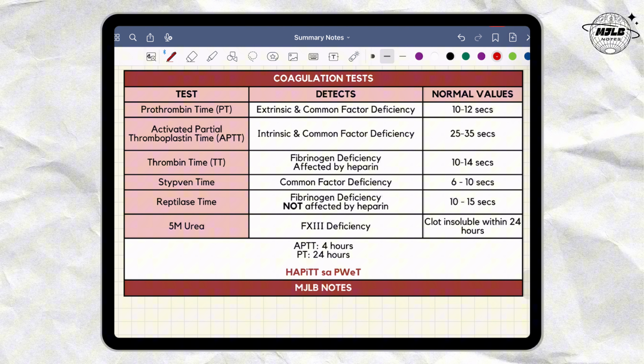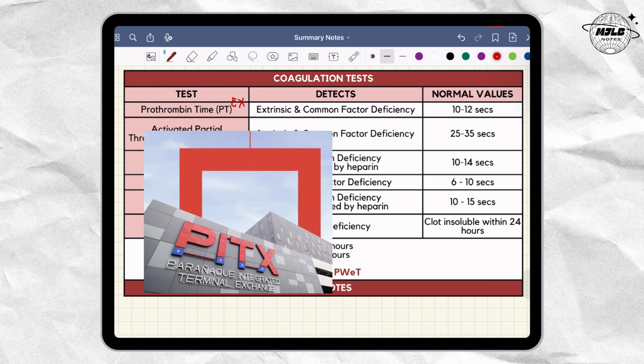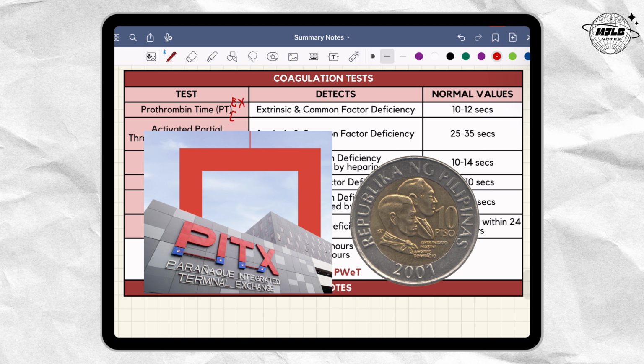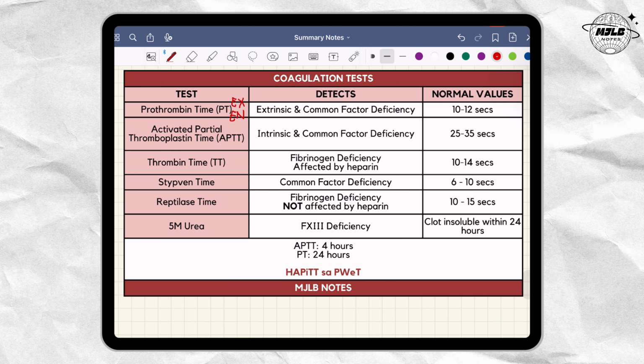So you know yung bus terminal, diba? The PTEX. Okay, so you have PTEX, magbabayad ka ng 10 pesos. So PTEX, P10. That X stands for your extrinsic factor deficiency, whereas your P10, that would be your normal value, which is your 10 to 12 seconds.